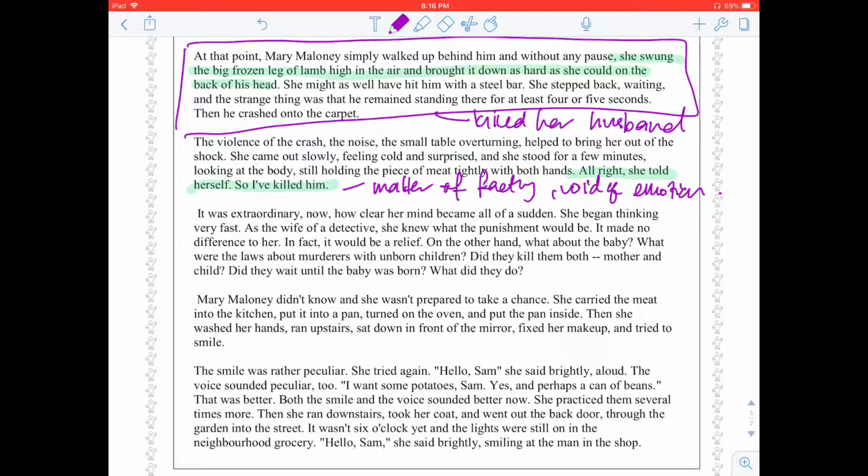It was extraordinary now how clear her mind became all of a sudden. She began thinking very fast. As the wife of a detective, she knew what the punishment would be.